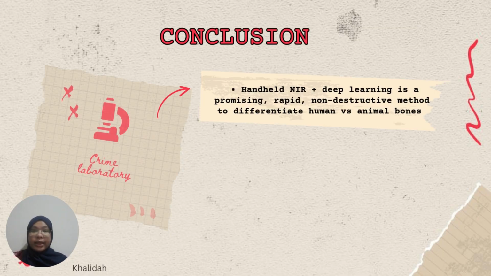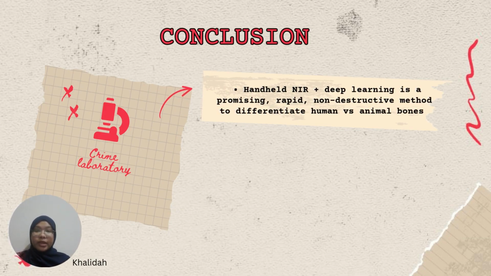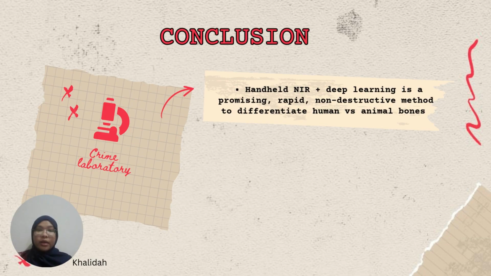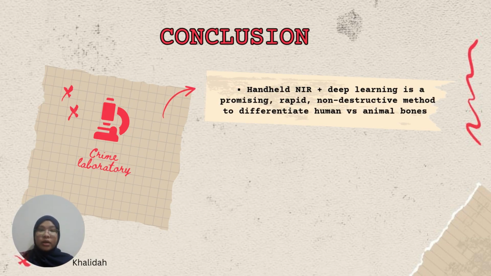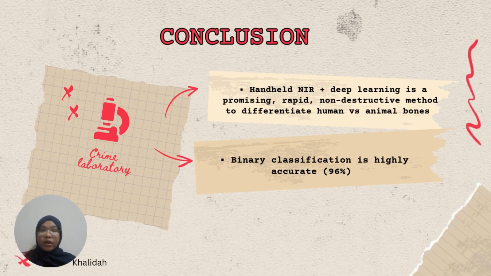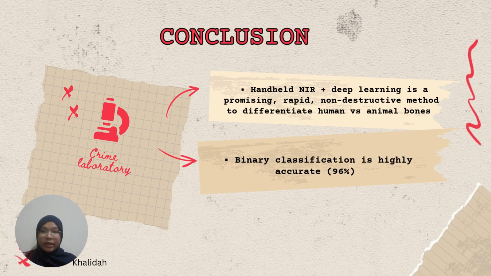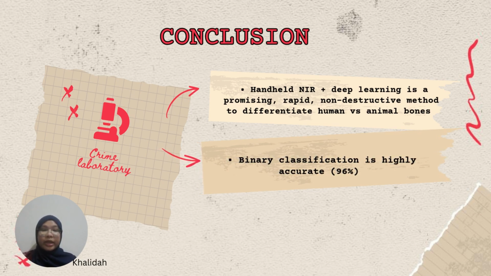Overall, handheld NIR spectroscopy combined with deep learning offers a rapid, portable, and non-destructive approach for distinguishing human from animal bones. The binary model achieved a high accuracy of around 96%, showing strong potential for quick, on-site forensic screening. While species-level classification is still limited, the method lays an important foundation for more accessible forensic bone identification.